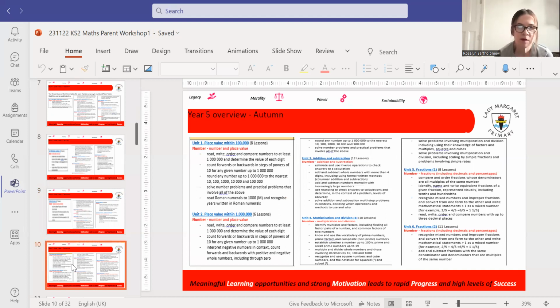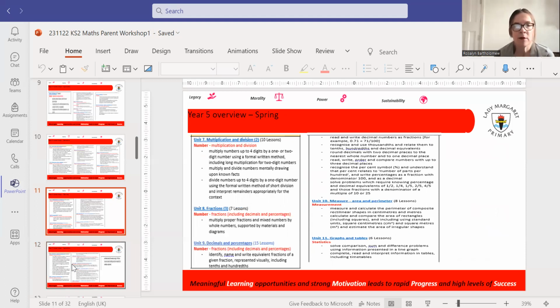Again, in year 5, you can see in the autumn, we start with place value, but we're looking at place value within 100,000 and then place value within 1 million. Then the children are learning about addition and subtraction, multiplication and division, and fractions. So again, you can see those topics are repeated, but when you look closer at the objectives, the learning is getting a little bit more complex.